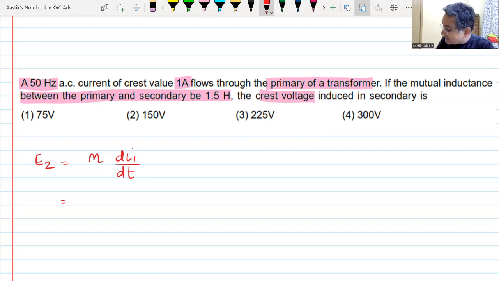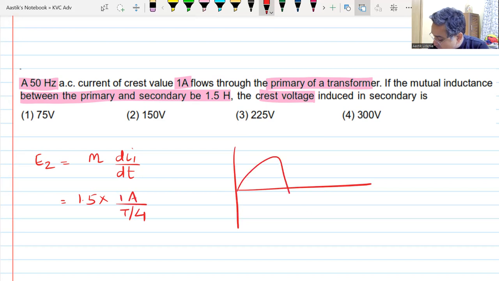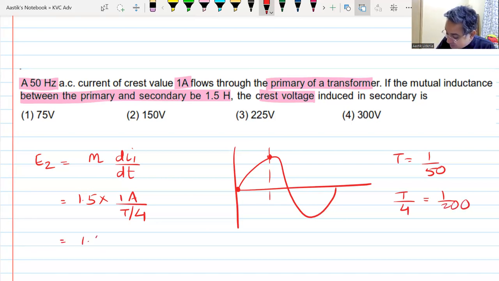Now, mutual inductance is given as 1.5 Henry. How much has the current changed? Now, it's an AC current, so it goes from zero to maximum in 1/4 of the time period. So the change in current will be 1 ampere divided by the time period divided by 4. Remember that AC cycle, the current changes from zero to maximum in T/4 seconds. How do you find out the time period? The frequency is given, so the time period becomes 1/50. So T/4, the time it takes to go from zero to maximum, will be 1/200. And therefore the answer will be 1.5 into 1 divided by 1/200. That would be the answer that you will get.